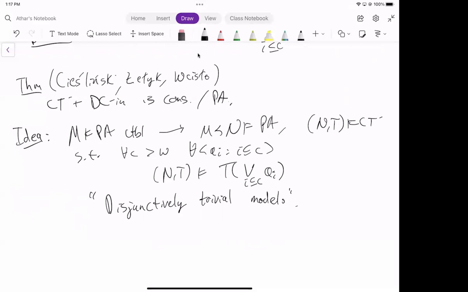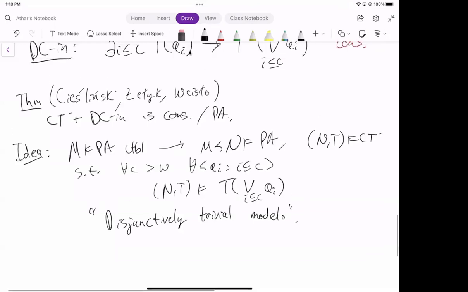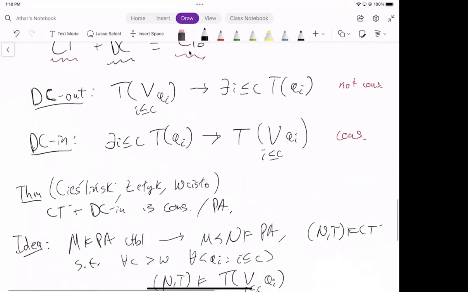Sorry, no, go ahead. No, that's precisely because the other direction is not conservative. If you could make all non-standard disjunctions false, then DC out would be conservative. Okay, so that's actually then this one.